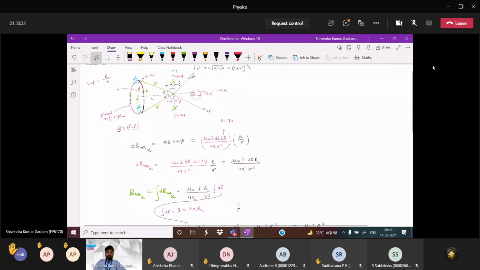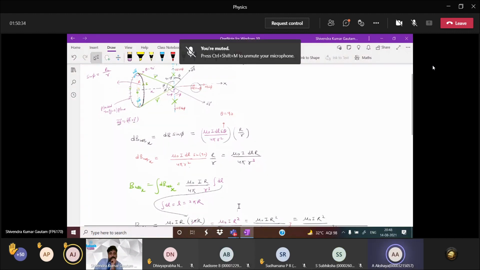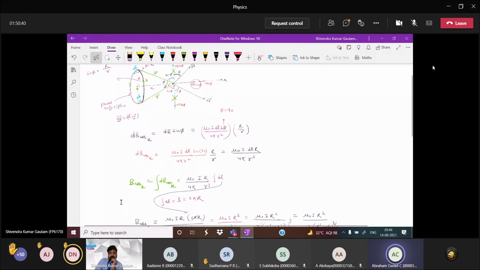Sir, direction of ideal alone, one second. Sir, zoom the diagram, sir. I will tell, zoom first the complete diagram, sir.